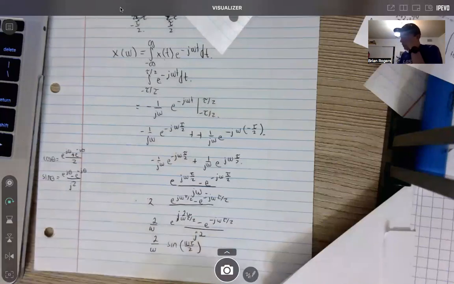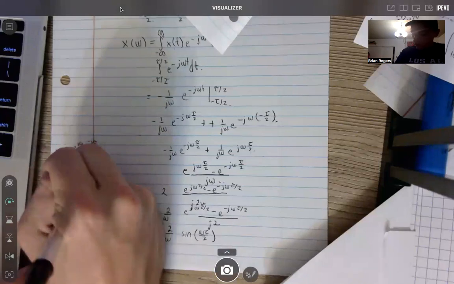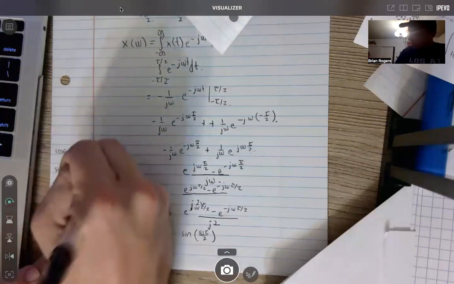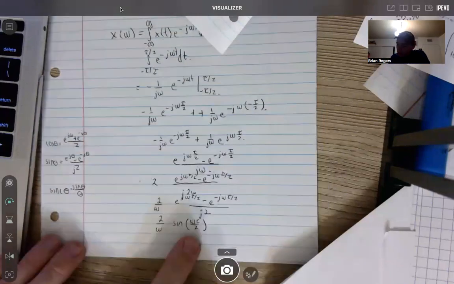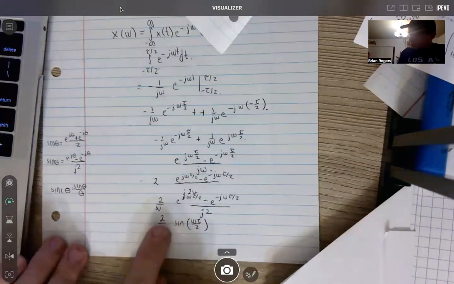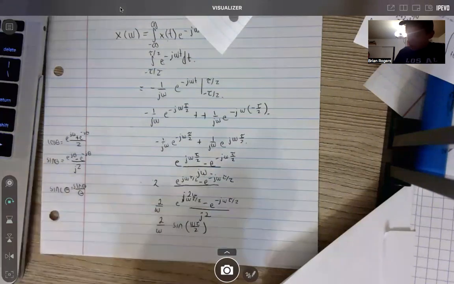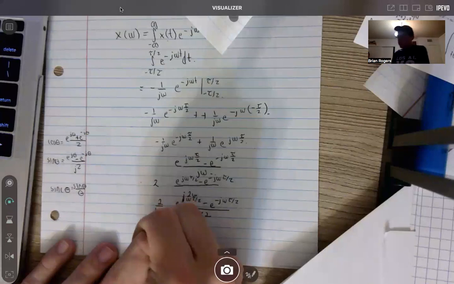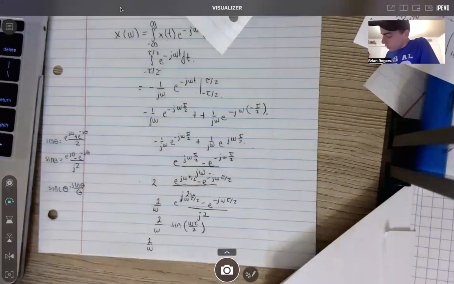If you would want to put it in the sinc format, remember, sinc of theta will equal your sine of theta all over theta. And so here we have our sine of theta, but we don't have it over theta, which is omega tau over 2. But we have a 2 up here. So if we do 2 over omega, what do we need to do in order to get this in the denominator?